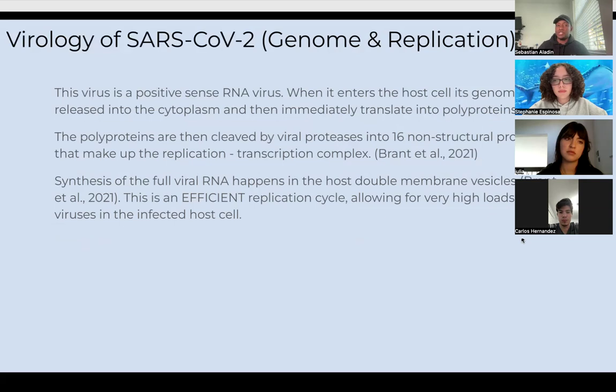So now, the genome and replication. This virus is a positive-sense RNA virus. When it enters the host cell, its genome is released into the cytoplasm and then immediately translated into polyproteins. The polyproteins are then cleaved by, like I said, that protease enzyme into 16 non-structural proteins, which make up the replication transcription complex. Synthesis of the full viral RNA happens in the host double membrane vesicles. This is a very efficient replication cycle, which allows very high loads of viruses inside the infected host cell.